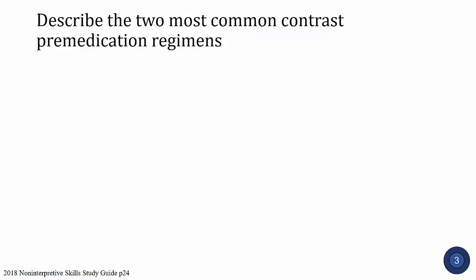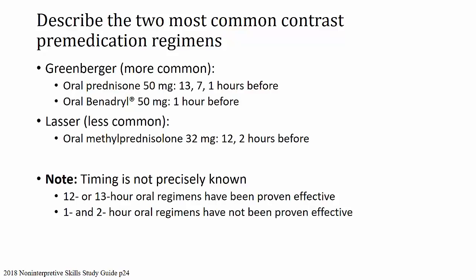Next question. Describe the 2 most common contrast premedication regimens. Well, there are 2 regimens that are commonly used, the Greenberger and the Lasser regimens. Greenberger is more common. That consists of oral prednisone 50 milligrams administered 13, 7, and 1 hours before the administration of contrast, as well as oral Benadryl 50 milligrams 1 hour before. And the Lasser regimen includes oral methylprednisolone 32 milligrams 12 and 2 hours before administration of contrast.